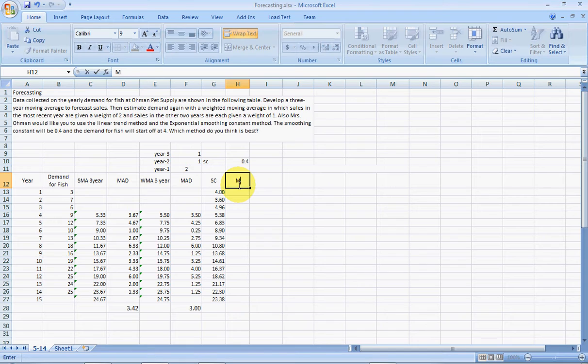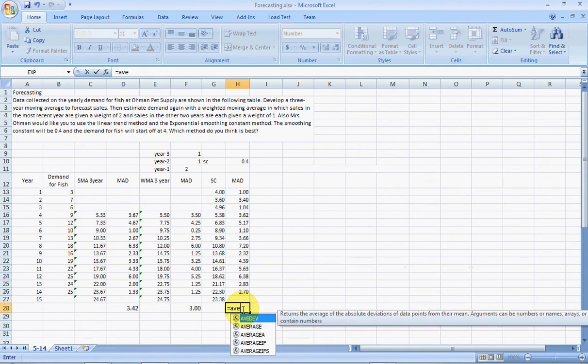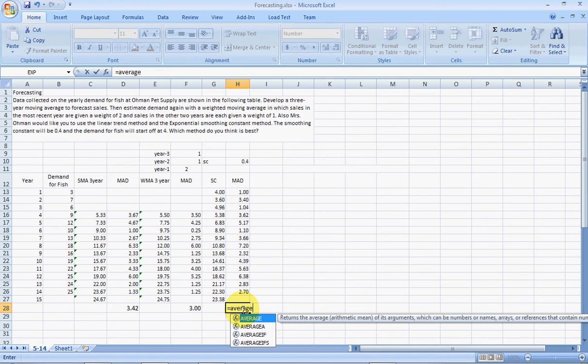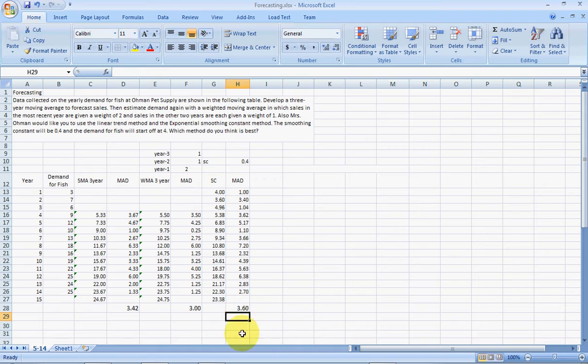And we'll get the MAD for this as well. So just equals ABS again, this minus this. So the predicted minus the actual. So we can just drag this down one less, equals average. And we see that it's 3.6. So this one's actually the worst one that we can do so far. Then it goes simple moving average and then weighted moving average.